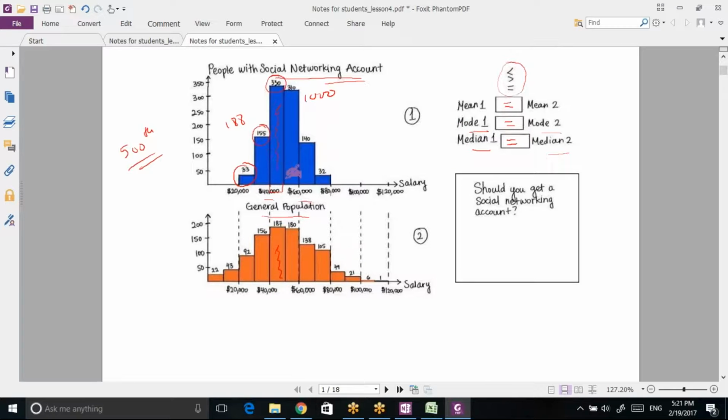Correct, but still the distribution does not look the same. What's the difference? The second one is much more spread out. Exactly. The first one is consistent, meaning most of the data is from 20,000 to 80,000 only, but the second is pretty much spread. Now the question is, should you get a social networking account or not?